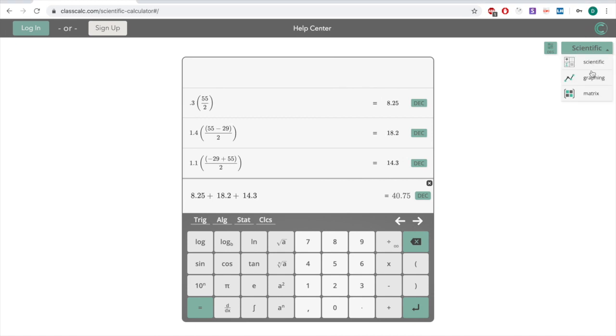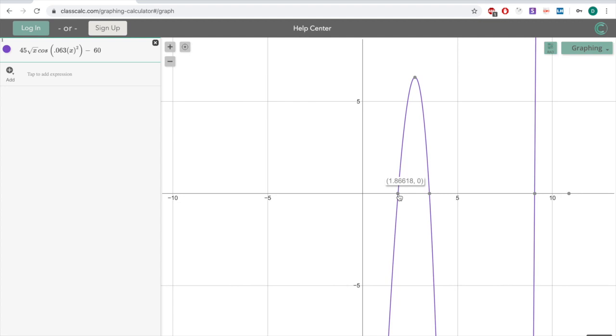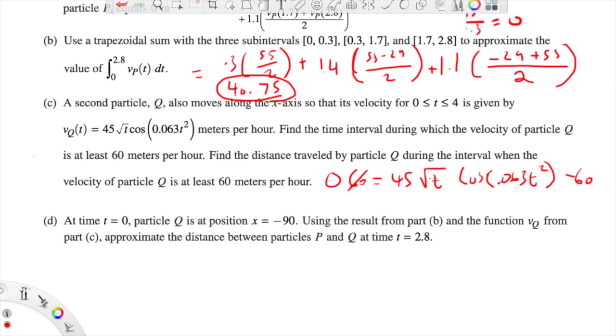So we'll go to the graphing calculator, clicking over here, go to graphing. I'll go ahead and speed this part up. So real quick, on the interval given, I see that the time at which the velocity is going to be over 60 is between this point of interest and that one, between 1.866 and 3.519. So that's what we're going to write down here. That's going to be our time. Write it like this.